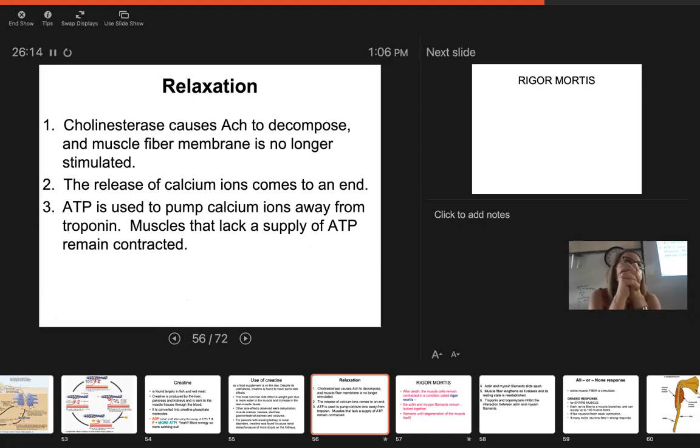When do you not have energy? When you're dead. You're like, at 10 p.m. Okay, well, I hope you're not dead at 10 p.m. When you're dead, what's that called? Stiff death. Rigor mortis. Okay.